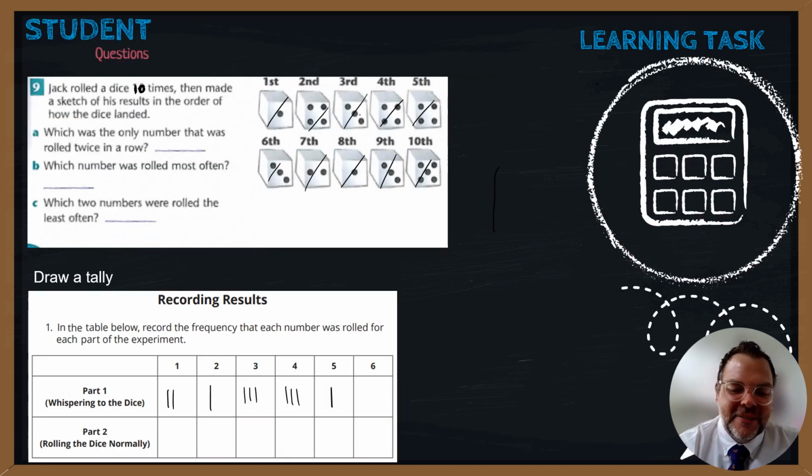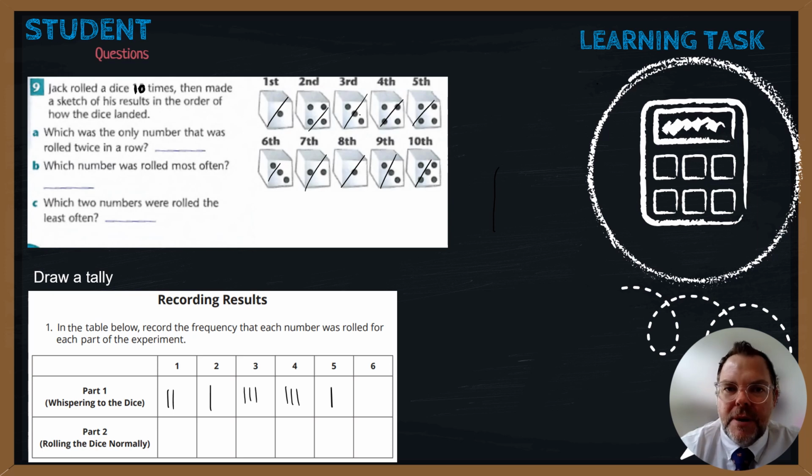Okay, very quickly, we're going to talk about an experiment that has just happened. We've just had Jack, he's rolled that dice 10 times. I've even made a little illustration there for you. And I've even done a tally down the bottom. So he's rolled a 1 twice, he's rolled a 2 once, a 3 three times, a 4 three times, a 5 once, and he didn't roll a 6 there.